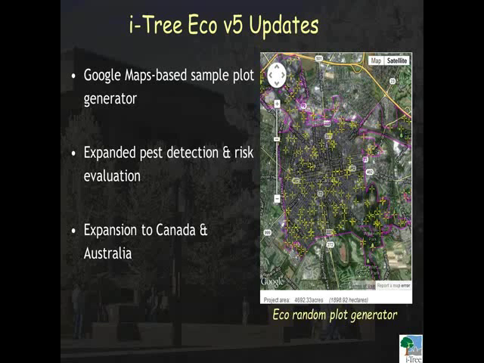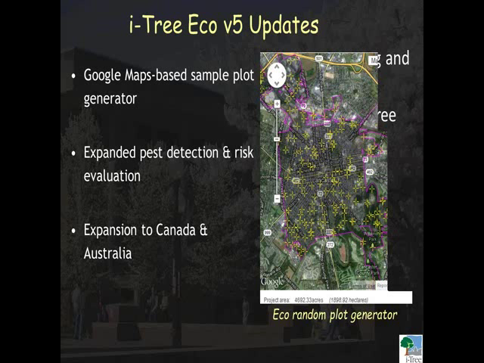Pest detection and risk has also been expanded. And now Eco is pretty much the only field-based assessment tool that we have that can be used internationally. So folks in Canada and Australia basically have the same functionality and accessibility to Eco that we do in the States. There are some limitations, in terms of things like the energy model. They just don't have the background information and the research for us to have that work the same way, so they rely on some of the U.S. data for some of those estimates.